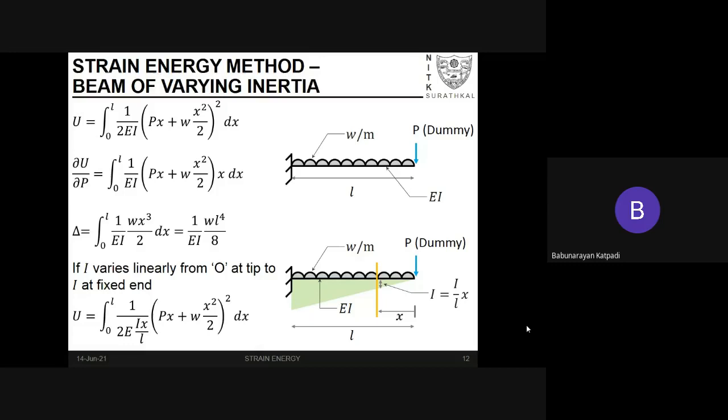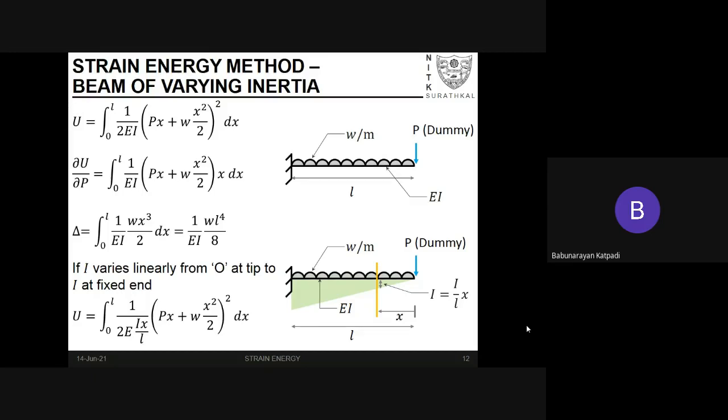If I do the differentiation, ∂U/∂P is 2 cancel, 1 by EI remains, and undifferentiated (PX plus WX squared by 2), and what is inside the bracket differentiated with respect to P is X, dX. And since P is dummy, that is set to 0, and what remains is WX cube by 2. On integration, it will be WX to the power of 4 by 8, and on substitution of the limit 0 to L, we get WL to the power of 4 by 8. So WL to the power of 4 by 8 EI is the desired deflection. This is for prismatic section.